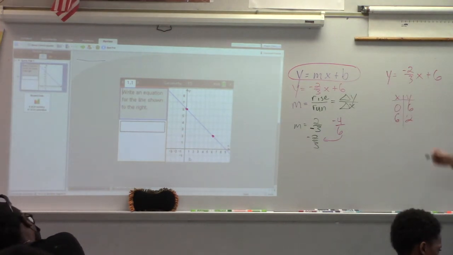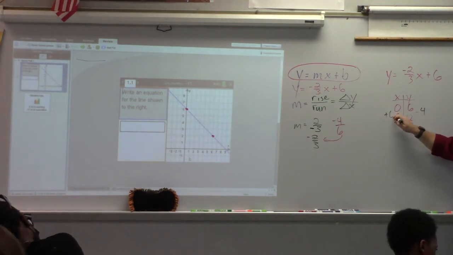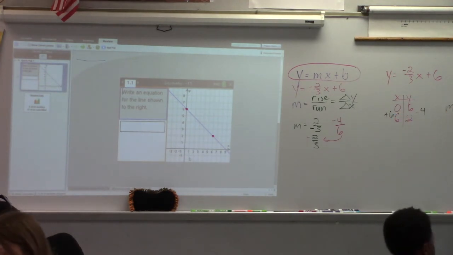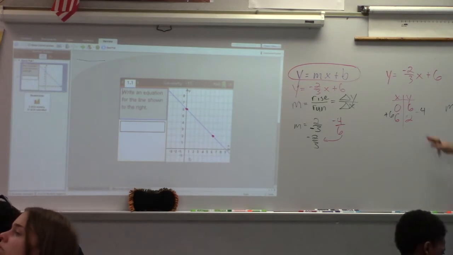Now look at the y. To go from 6 to 2, what's happening? Subtracting 4. To go from 0 to 6, so remember, m is the change in y divided by the change in x. Negative 4 divided by 6, or negative 2/3. And then there's my y-intercept right there.